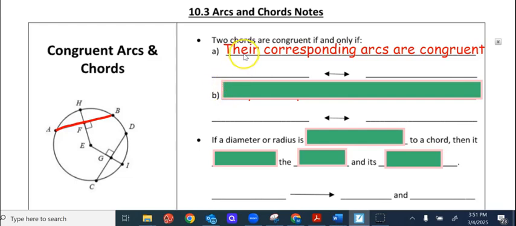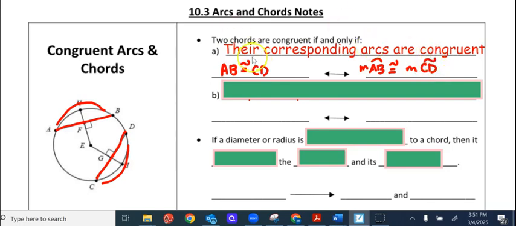Two chords are congruent if and only if their corresponding arcs are congruent. So chord AB is congruent to chord CD if their corresponding arcs are congruent. So if they give you the measure of arc AB is congruent to the measure of arc CD, then you know the chords are also congruent.